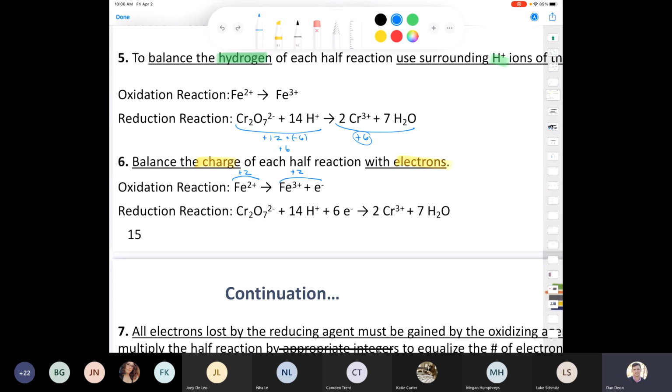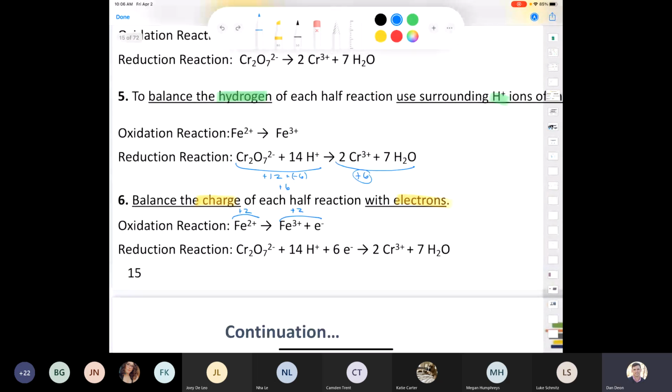We're almost at the end, I promise. We're getting very close, okay? All right, we got one more thing to do. The very last thing you're going to do is add the 2 half reactions together.